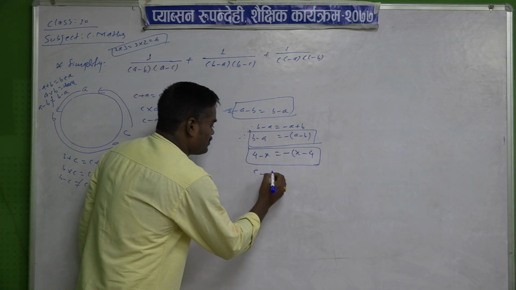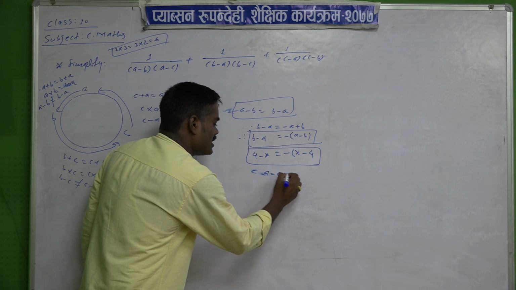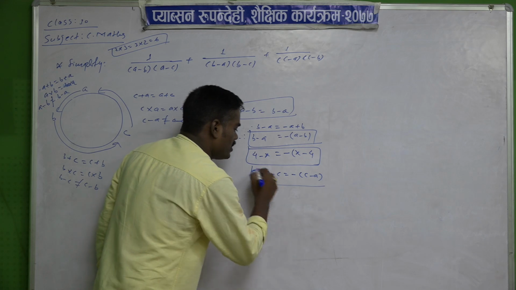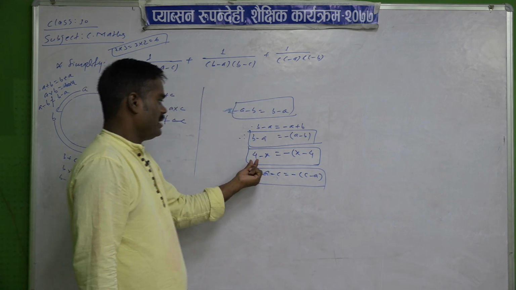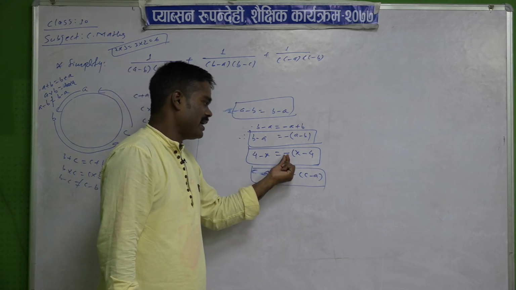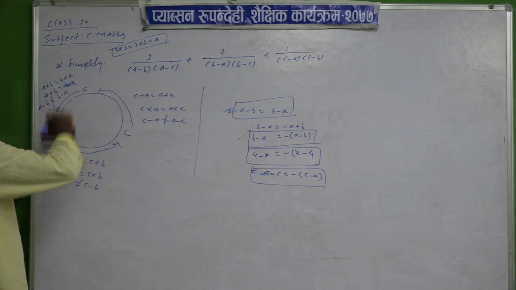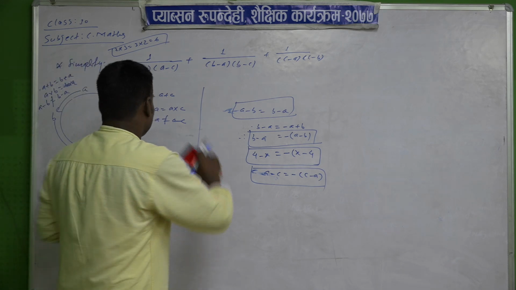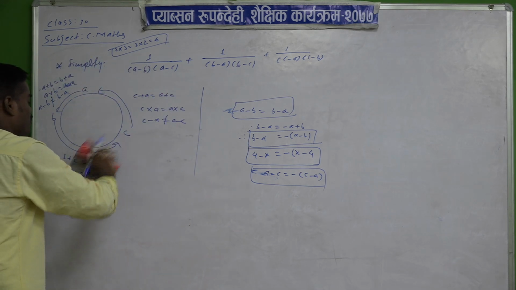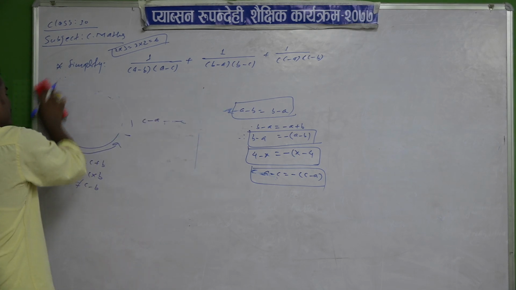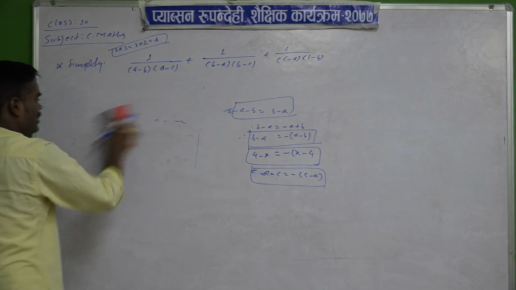Likewise A minus C means minus bracket C minus A. You have to remember this. If 4 minus x is given, directly you can write minus bracket x minus 4. So this is the cyclic form. First you have to write in the form of cyclic order. Now let us see the solution of the given question.